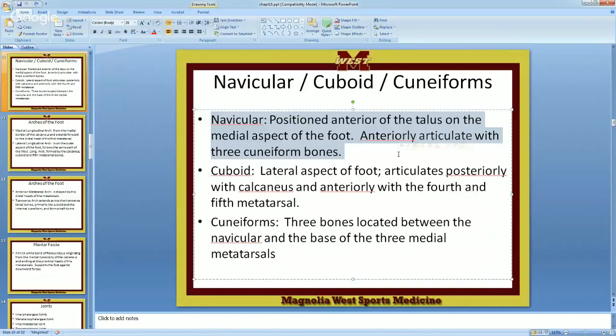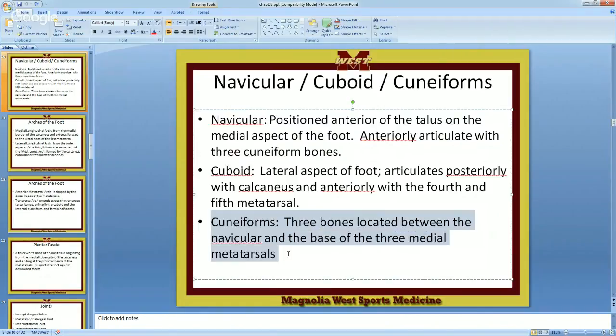All right. I also need to know, let's see, 10. What are the 3 bones? Since it's 3, when it says the 3 metatarsals, you should automatically start to think of the cuneiforms. So you certainly need to know that.